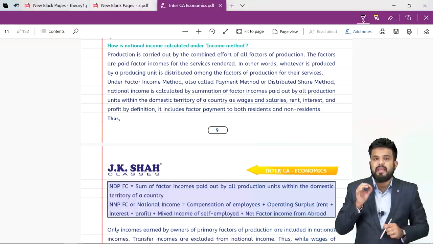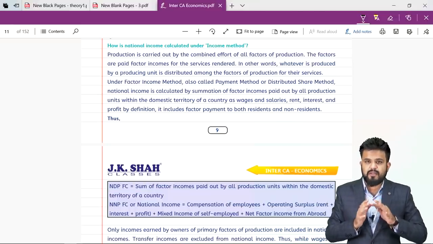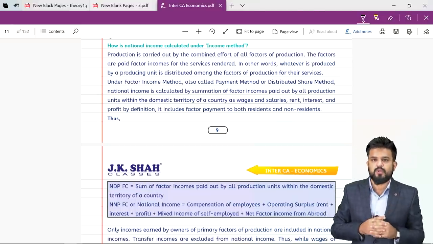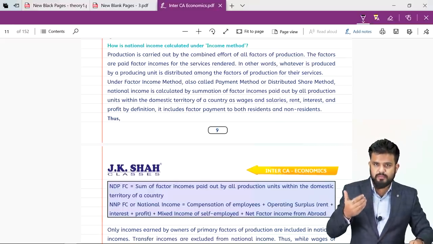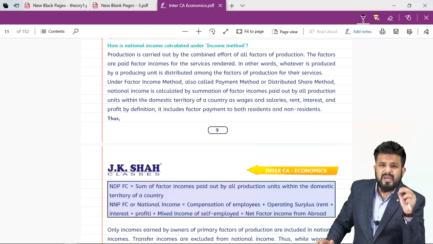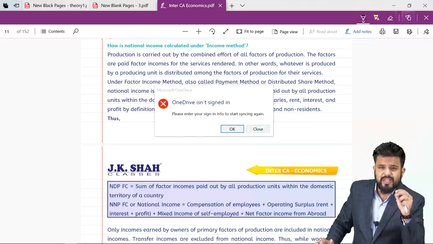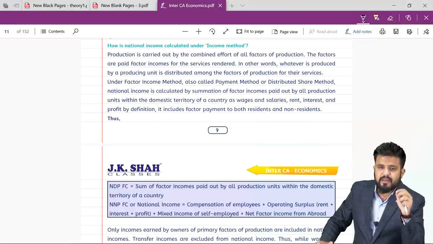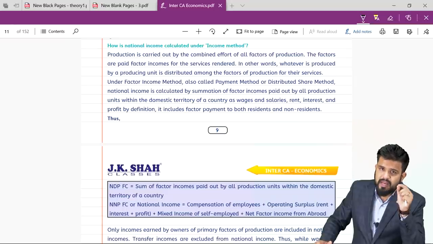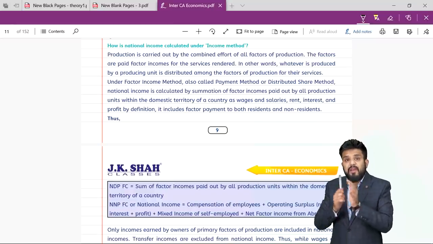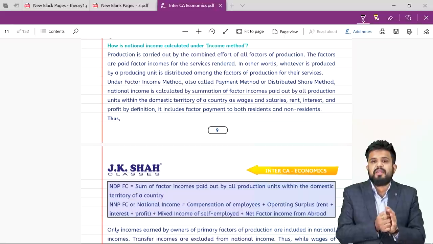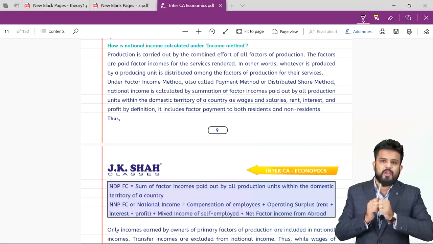Now students, in a country like India, the product method is widely and extensively used, because we are more into production of primary goods, service providers and manufacturing. The income method can be used in our country only to a very minimal extent. Majorly it is dominated by the product method. In developed countries, UK, US, France, Germany, the income method is widely used.